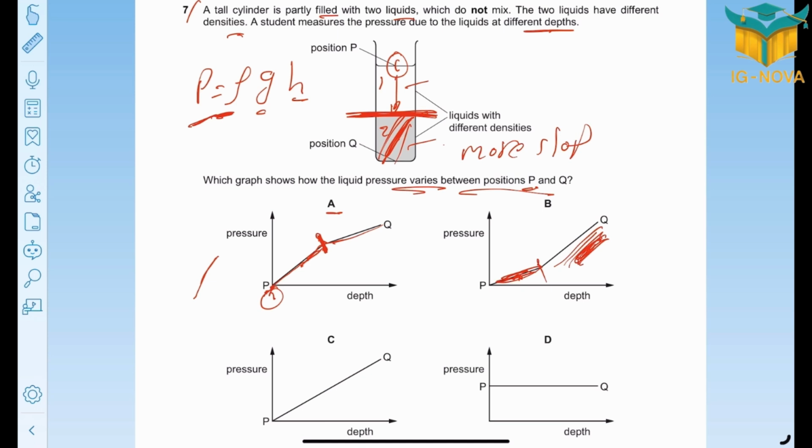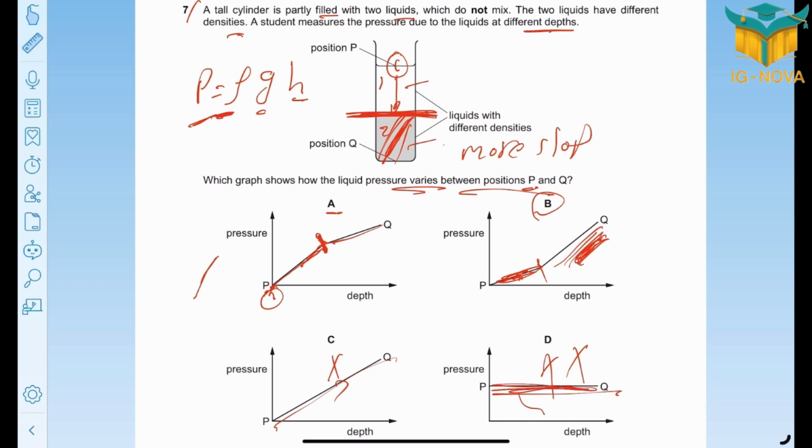For that, the correct graph is B. C or D cannot be, because here at a constant while density varies, so he told you here different densities, it cannot be C. And here it's constant pressure while depth is changing, and this is wrong. So the correct option is B.